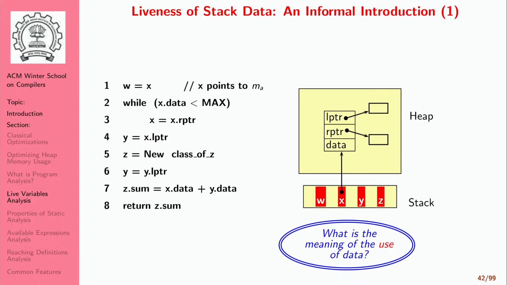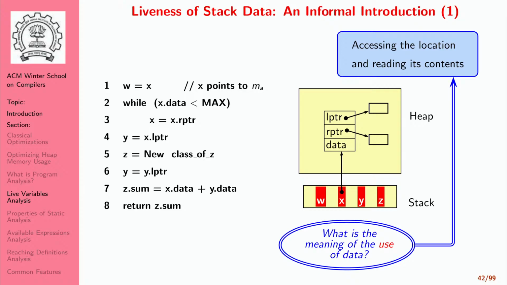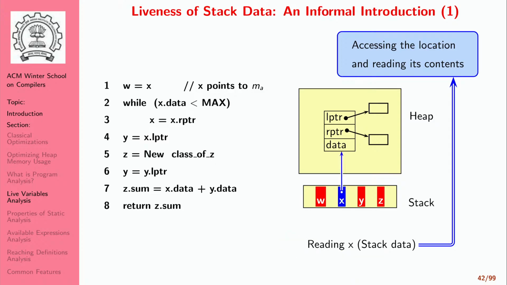So whenever we read, let's say we have this data structure, now we are trying to answer this general question which we will use for stack data as well. Use of data means accessing the location and reading its contents. Simply reading its address, simply accessing a location doesn't make the location live. For us to make the location live, we have to access the location and we have to read its contents. So for example, here when we read X, we are reading the address of this object, but this object is not live. What is live is this variable. Only the blue variable is live.